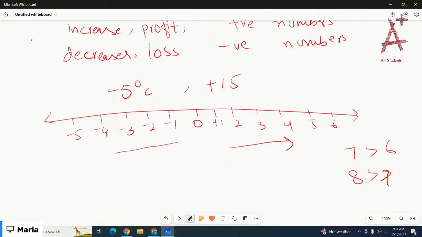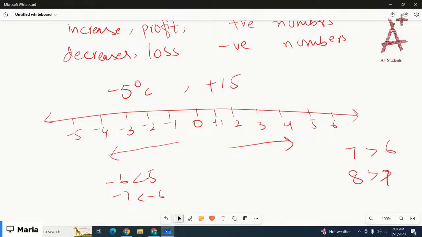And on the other side, as you are moving far from 0, the numbers are getting smaller and smaller. The next one is negative 6, and negative 6 is less than negative 5. You have negative 7. Negative 7 is less than negative 6. So as you are moving far from 0, the numbers are getting smaller and smaller. That is a very basic intro about the integers. Some of you already know these things, so that's just a review.